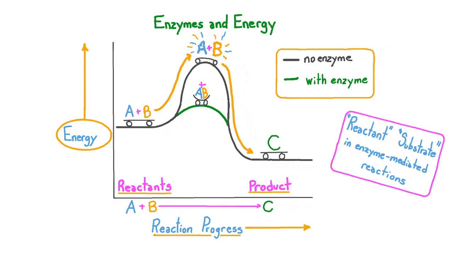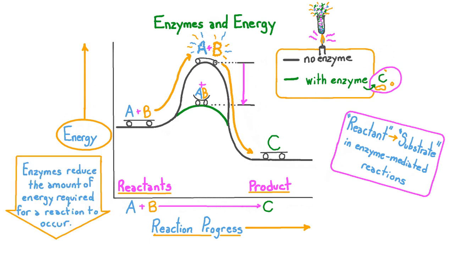And we use the term substrate instead of reactant in reactions involving enzymes. The smaller amount of energy required in enzyme-mediated reactions allows them to happen where they otherwise wouldn't, such as a reaction in a test tube that requires a large input of energy that happens in a cell with an enzyme, rather than a flame.